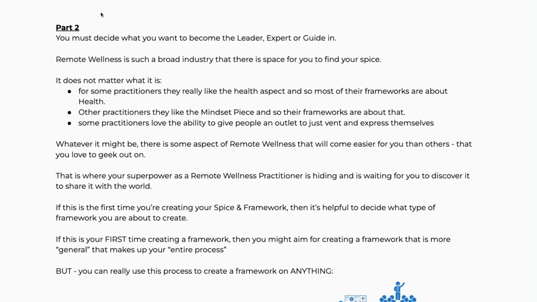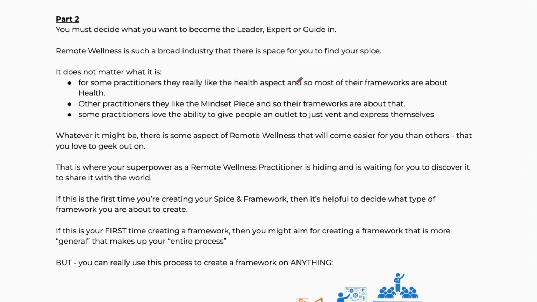So for some practitioners, they really like the health aspect of remote wellness. They really like those types of frameworks when it comes to health, right? They want to create more frameworks related to health. For some practitioners, they love the mindset piece of it. For some practitioners, they love being able to speak to other people. For some practitioners, they love the relationship aspect of it.